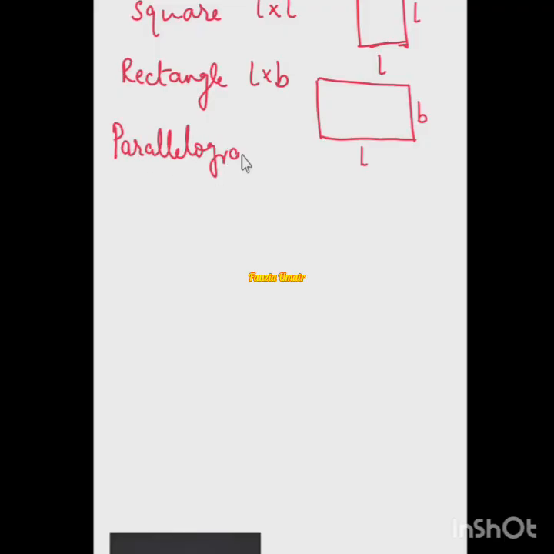Ma'am, base multiply by height. Very right. So this is the parallelogram and the area is base multiplied with height. And what is the relation between base and height? Ma'am, the 90-degree angle. Very good. So we will be looking for the 90-degree angle.